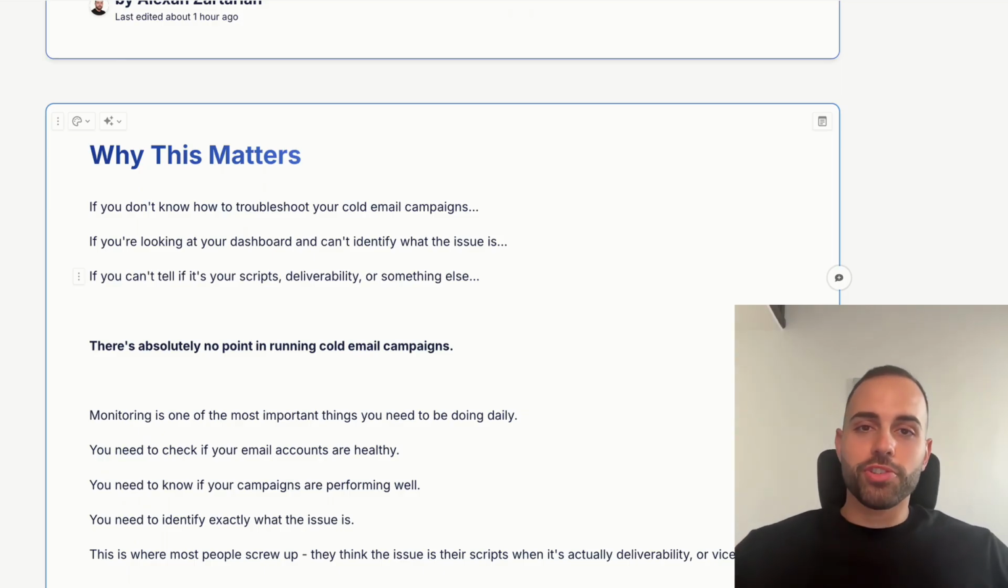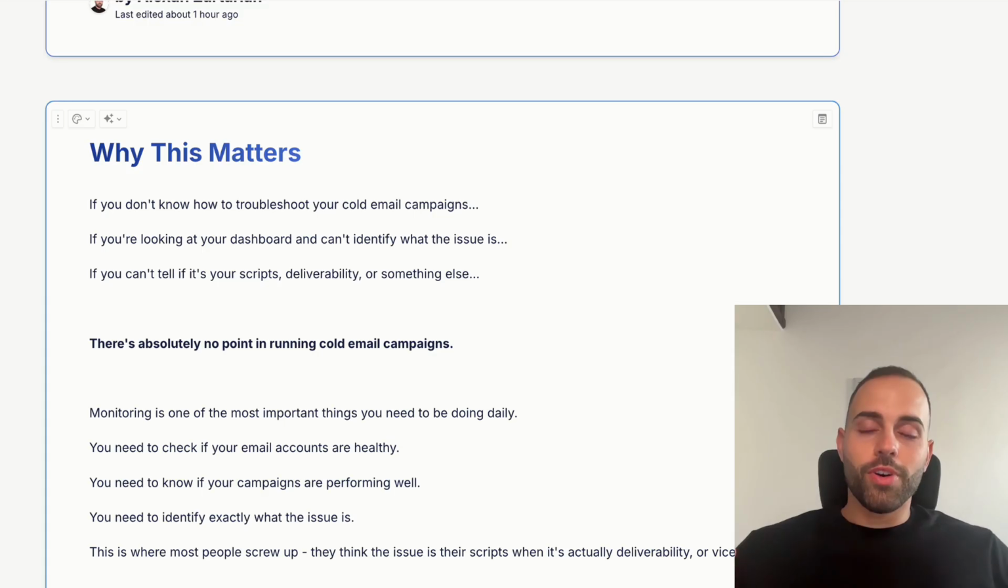And this is where most people screw up. They look at all the numbers, they look at all the metrics, and they simply cannot understand what is leading to a certain outcome. They think that they have an issue with their scripts, whereas it's actually deliverability. Or they think that they have an infrastructure problem, whereas it's actually their targeting. So if you actually want to run successful cold email campaigns, it's extremely important that you understand exactly why certain campaigns perform better than other campaigns. And that's exactly what we're going to be talking about in this video.